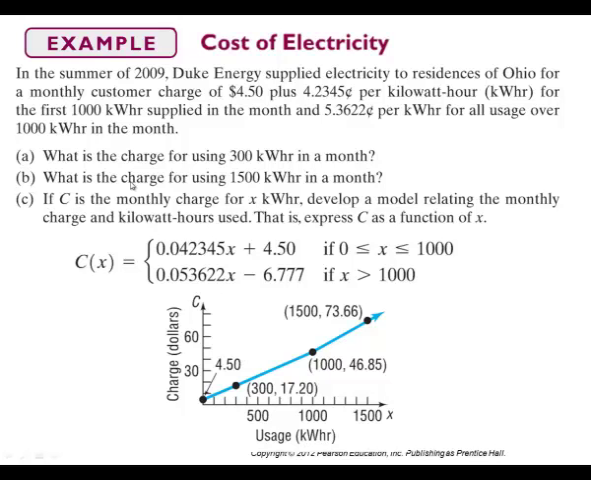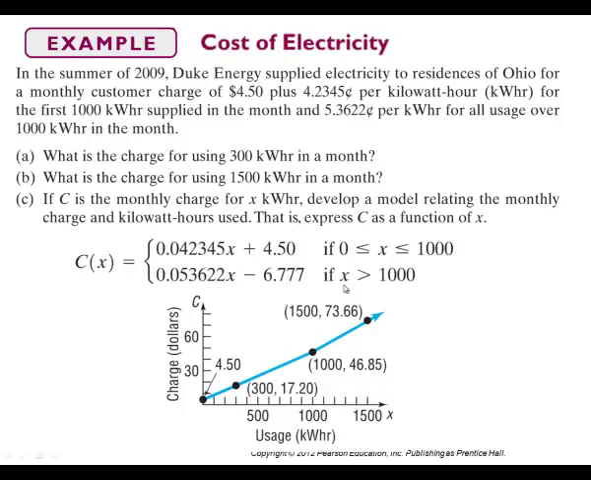Alright, let's try B. What is the charge for using 1,500 kilowatt hours in a month? So you try to figure out which one of the two equations we're going to use. Pause the video for a minute and try it out, and we'll see how you did. Okay, 1500. Is that between 0 and 1000? No. 1500 is greater than 1000, so we would use the second equation.